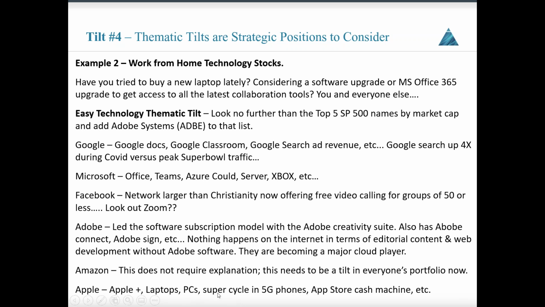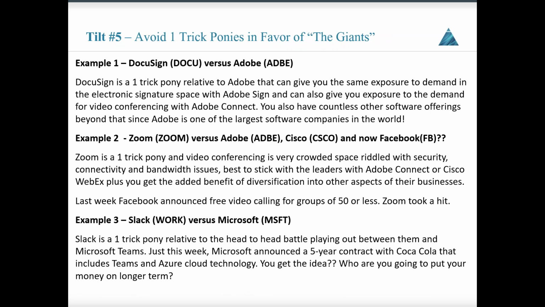Apple with Apple Plus, laptops, PC, the super cycle, and 5G phones. App Store with 25% commission overrides or sales overrides on every purchase. I mean, everybody's sitting at home just playing on their phones, buying apps. I mean, Apple's making 25%. We'll see how they report. It's something that you don't trade. I don't care what Goldman Sachs comes out and says, oh, sell Apple because iPhone's going to be delayed a month. Well, who cares? Yeah, it's a problem, but you know what? You don't trade Apple. You own it, okay?